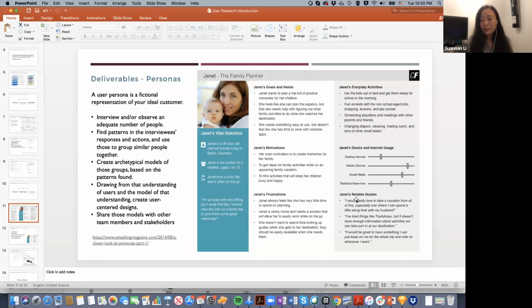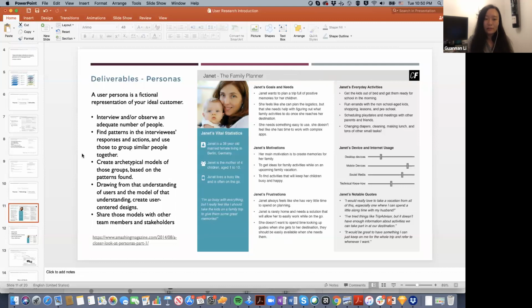This is an example about vacation planning. So you have basic design questions to understand people's goals, needs, motivations, and frustrations around vacation planning. You design questions to try to figure out the content of each section.